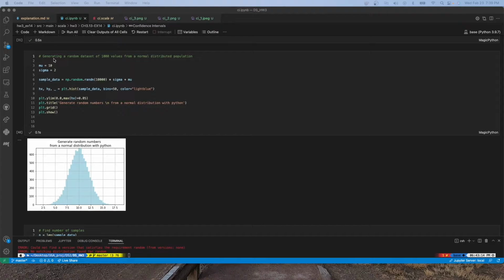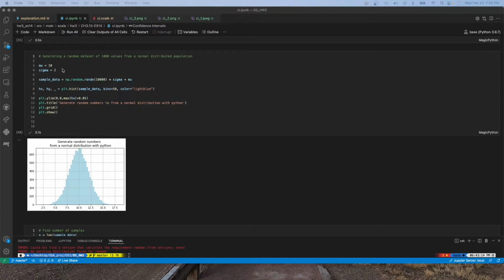But first, what we want to do is generate a data set of 1,000 values from a normally distributed population. So we're going to say that maybe we know the population of rabbits somehow on the planet. There was a mean weight of 10 pounds with a standard deviation of 2 pounds. Let's just say.